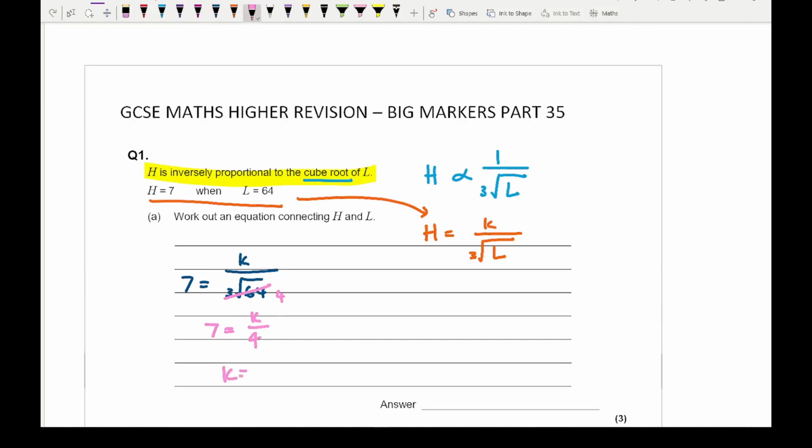So k is going to equal 4 times 7, which is 28. So then the final formula is going to be h equals 28 over the cube root of L. Now always make sure that your cube root does look like a cube root. You don't want it to look like 3 root L. So this here is my final equation.